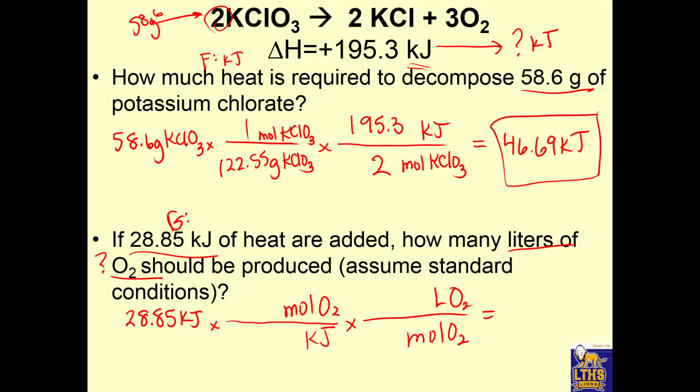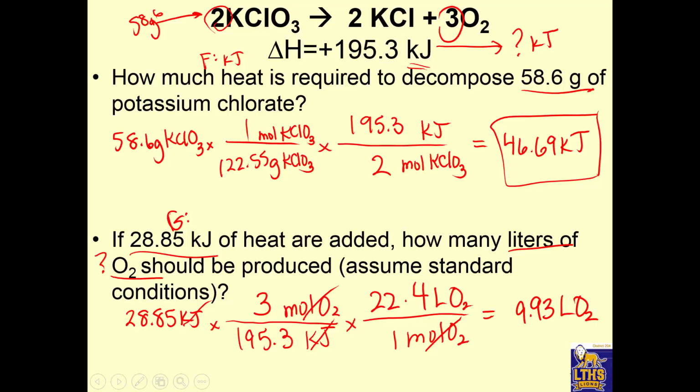All right. Moles and kilojoules are kind of like moles and moles. There's a coefficient. So it's 195.3 from the equation and a 3 for oxygen. And then 1 mole is 22.4 liters. That's the definition of a mole. Kilojoules cancel, moles of oxygen cancel. We're left with liters, 9.93 liters of O2. I know this is a lot of problems, but you got to look at some examples to understand how to do it yourself.